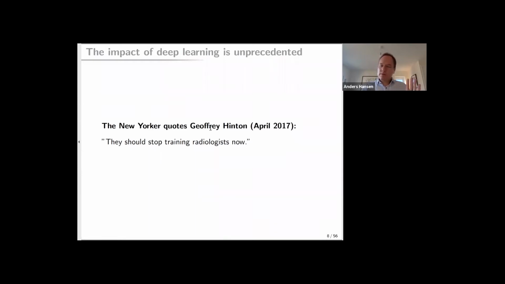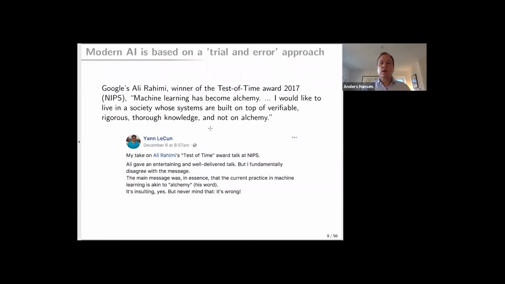But things are not that simple, and we're going to get into the details a little later on in the talk. But I do want to mention the issue here is really that we don't know a whole lot about what's really going on. The issue is that modern AI is based on a trial and error approach, and because of that, we don't really have the foundations. And this has been pointed out by many people.